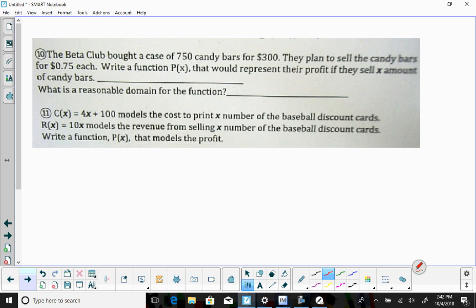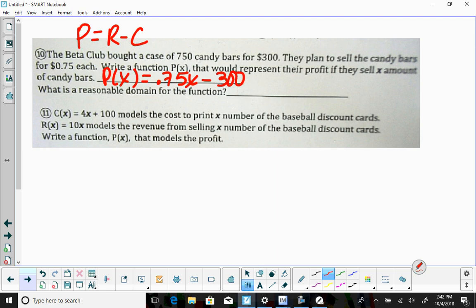Okay, so the Beta Club bought a case of 750 candy bars for $300. They plan to sell them for 75 cents each. They want you to write the profit equation. Remember, profit is revenue minus cost. So our profit equation is our revenue, which will be what we bring in, so 75 cents each, minus the cost of the candy bars.